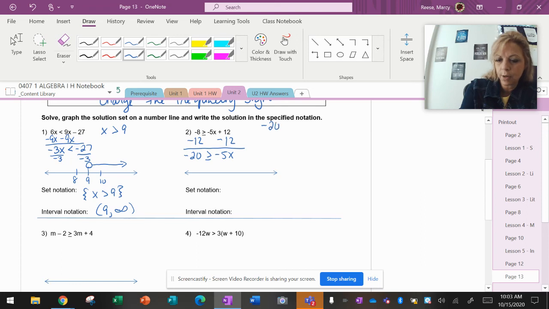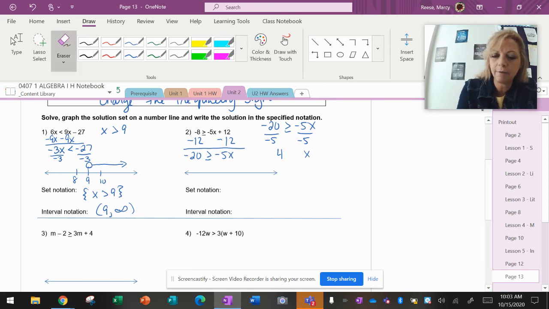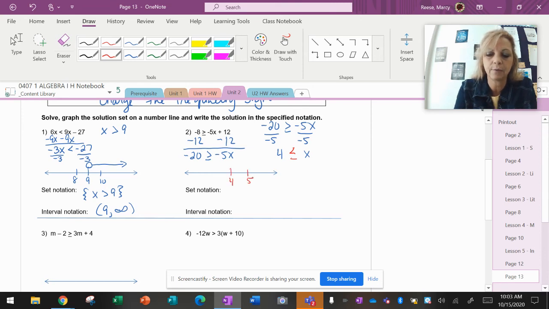So I got negative 20 is greater than negative 5x, okay? Got to get the x by itself, so I'm going to divide by negative 5. When I do that, negative 20 divided by negative 5 is 4. And oh, wait a minute, I divided by a negative, which means that symbol is going to flip. And now it's x is greater than or equal to 4. Okay, so 4 is my magic number that I've got to write on here. It's going to include the number 4. And remember, it's x is greater than, so I'm going to go in this direction where the numbers are greater.